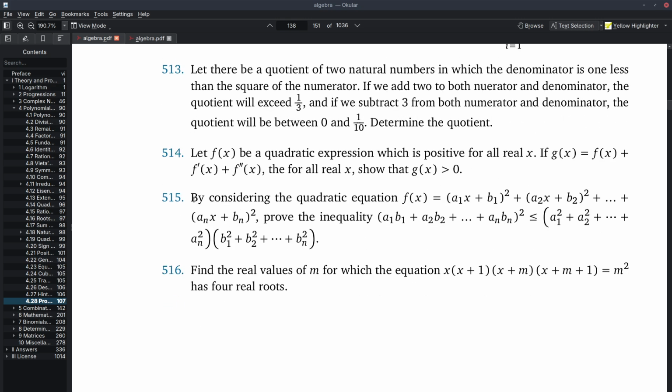Question 515 says: by considering the quadratic equation f of x is equal to a1x plus b1 whole square plus a2x plus b2 whole square through anx plus bn whole square, prove the inequality (a1 b1 plus a2 b2 through an bn) whole square is less than or equal to (a1 square plus a2 square through an square) into (b1 square plus b2 square through bn square).